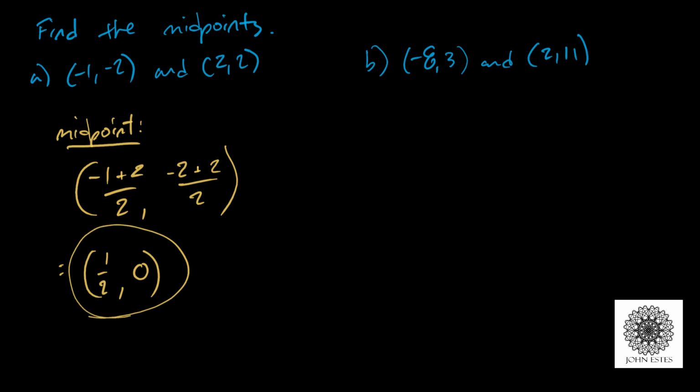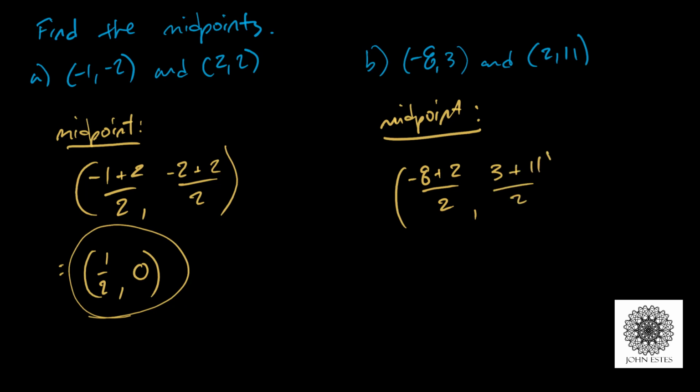So the same formula applies. I'm going to average my x-coordinates. So that's negative 8 plus 2 over 2. And for my y-coordinates, it's 3 plus 11 over 2. Just like that. Alright, so negative 8 plus 2 is negative 6.